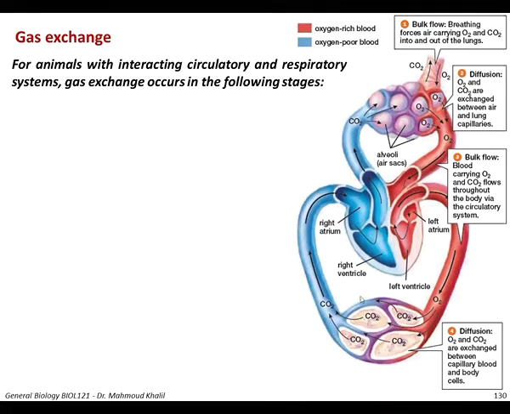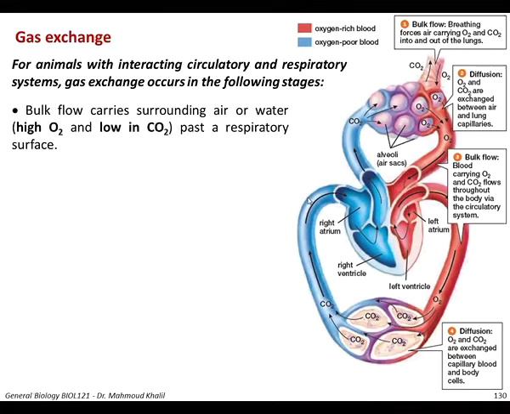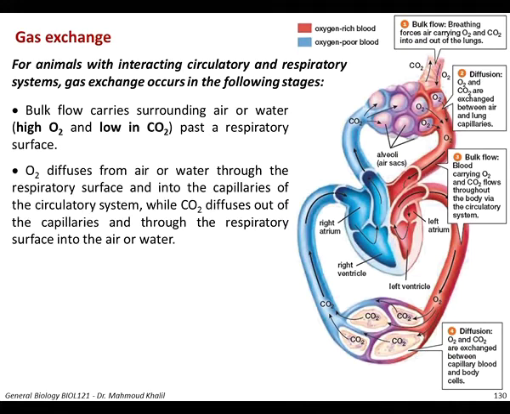In these organs or tissues and cells, another exchange of gases occurs, where oxygen is released into cells and the carbon dioxide is collected by the vena cava and reaches the right atrium, where it is pumped for oxygenation in the alveoli. So again, the bulk flow carries surrounding air, high oxygen, low carbon dioxide, through the respiratory surface. The oxygen diffuses from air or water through the respiratory surface into capillaries, while carbon dioxide, as we said, diffuses out of the capillaries and through the respiratory surface as well.